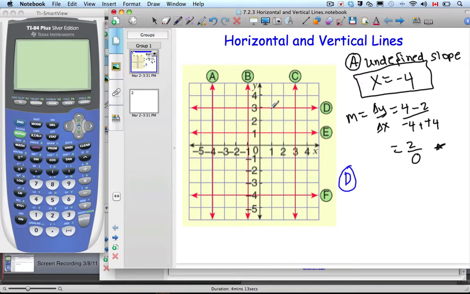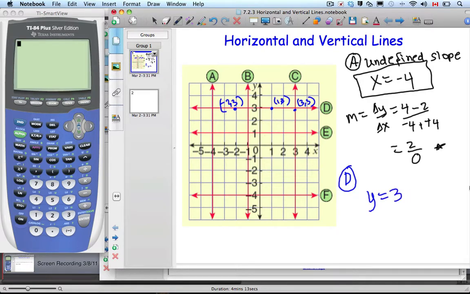All right. And we can follow the same process by looking at the line D. If we look at this point here, we know this point is (1, 3). This point right here, (3, 3). Going this direction, we have (-2, 3). And this time, what do we notice? All the y's are 3. All of our y values, no matter what x we put in, are always 3.